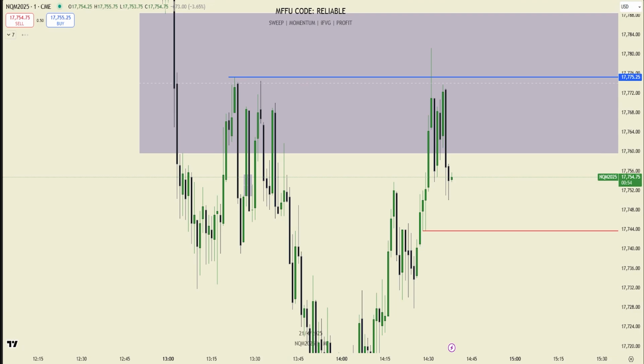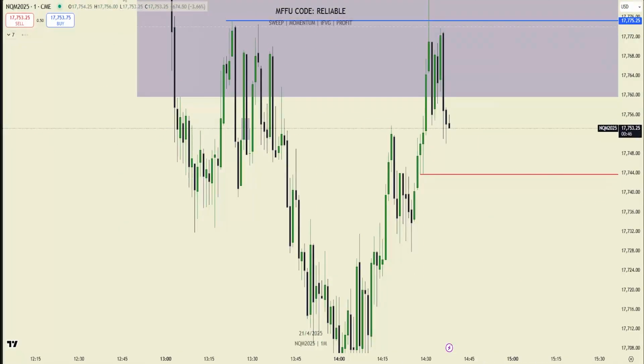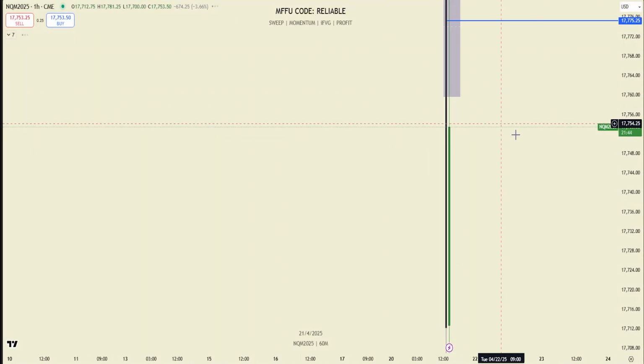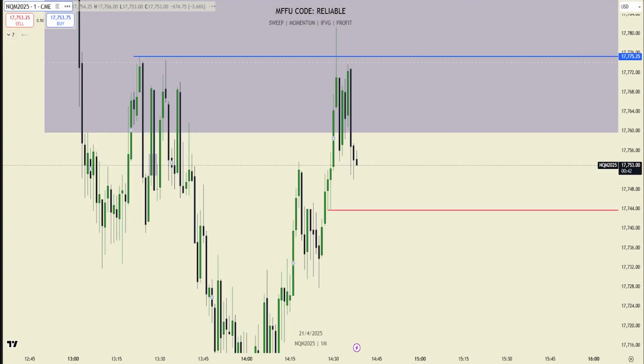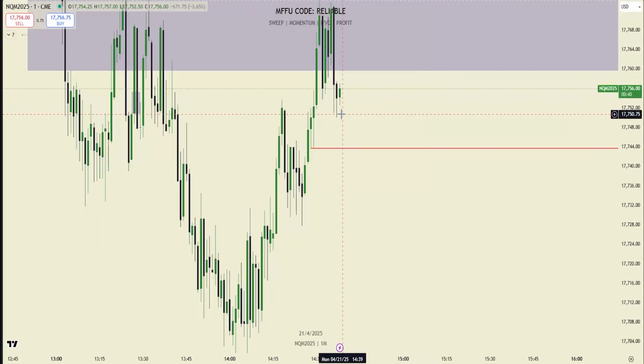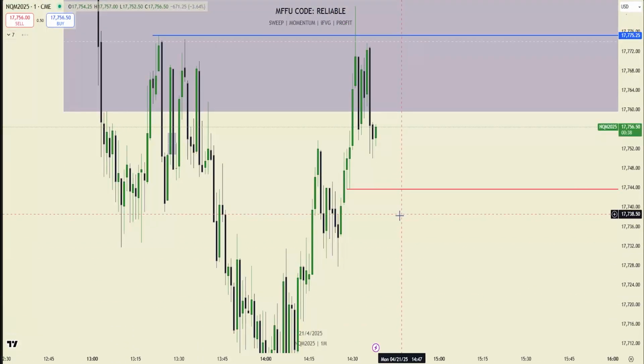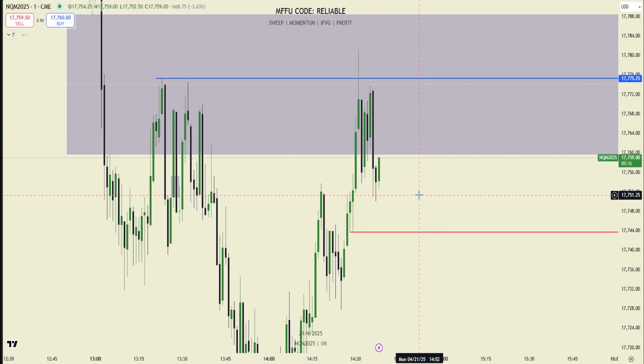So there's the 1 minute inverse to the downside. I think it totally would make sense for us to come down here, delivering off that 15 minute. And then maybe at 3 o'clock we can get a situation where we sweep both sides of the hourly candle. But nope.